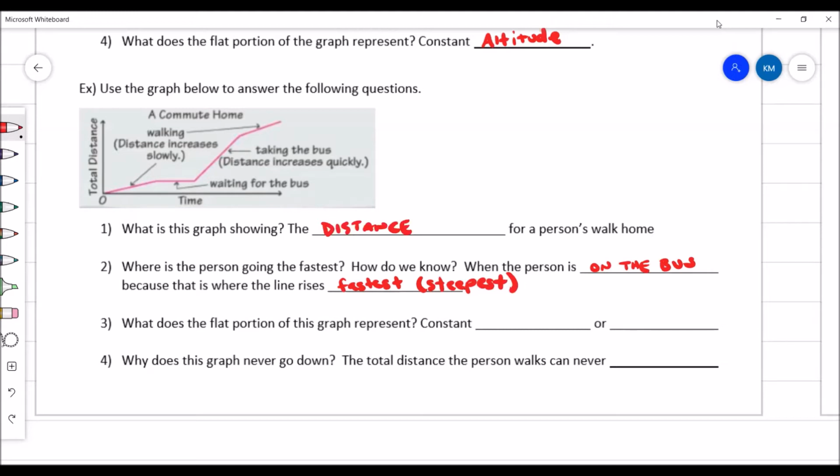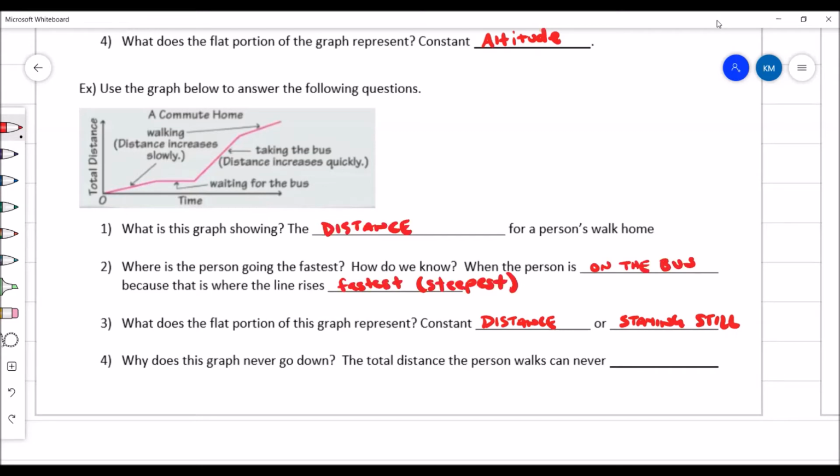Okay, what does the flat portion of this graph represent? Well, in this case, what are we measuring? We're measuring total distance. Okay, so if it's flat, that means the distance isn't changing. So constant distance, or I'll say standing still. And as we look at the label for that section, waiting for the bus. Typically, if you wait for the bus, you're standing still. You're at a bus stop or something.